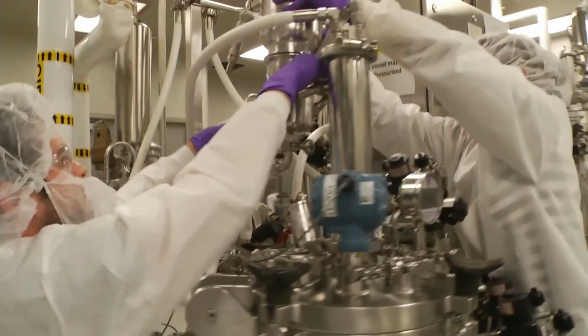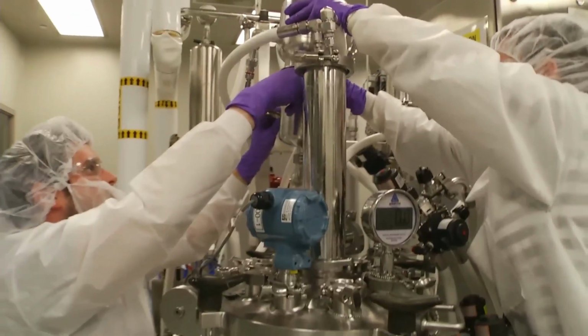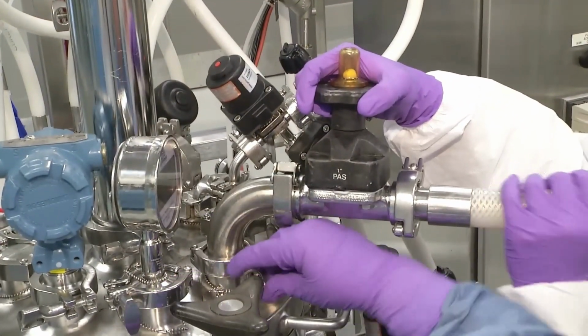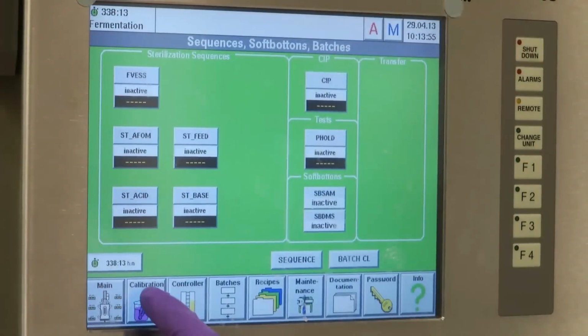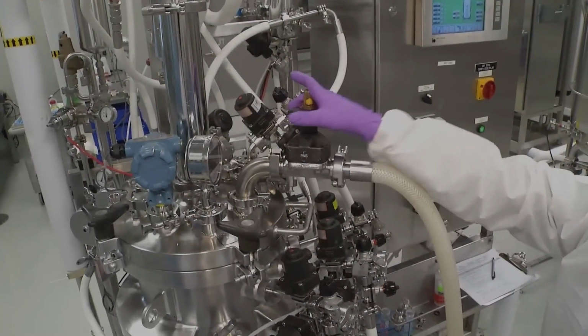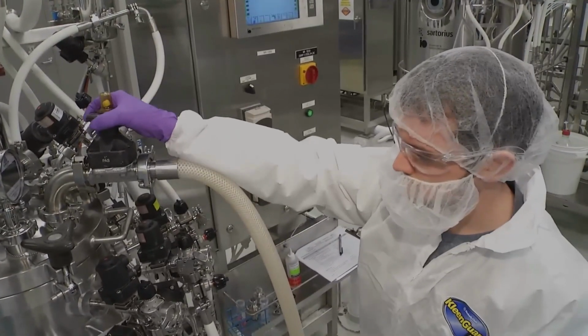Meanwhile, in the fermentation area, operators begin with a complete check of all critical equipment. Valves, caps, and lines are checked. Hoses are tightened. Probes are verified and calibrated. And 10 kilograms of HPW, high purity water, is added to the vessel.